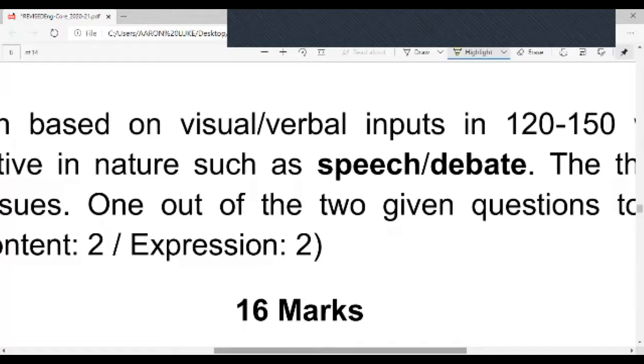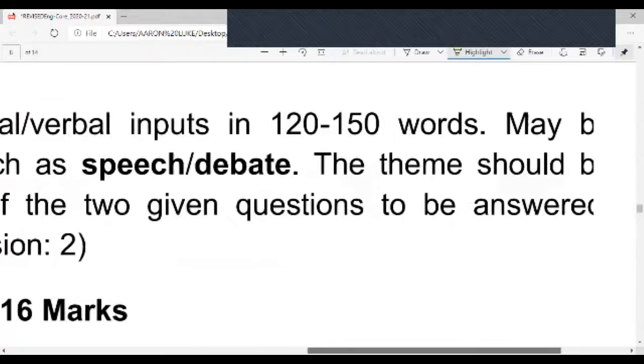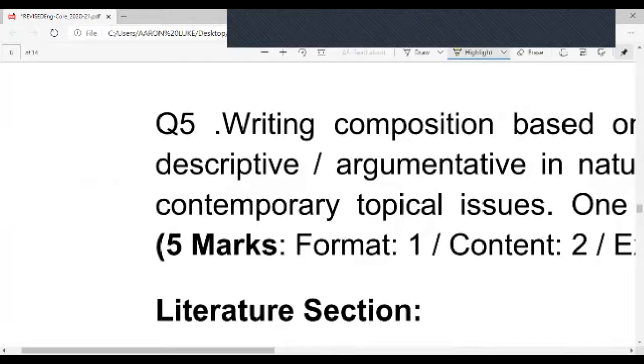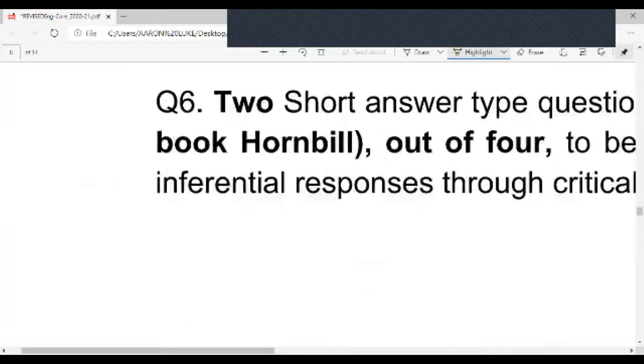So that again carries 5 marks each. So the letter question is 5 marks, and long writing, that is speech and debate, is also 5 marks. Both will be having internal choices.